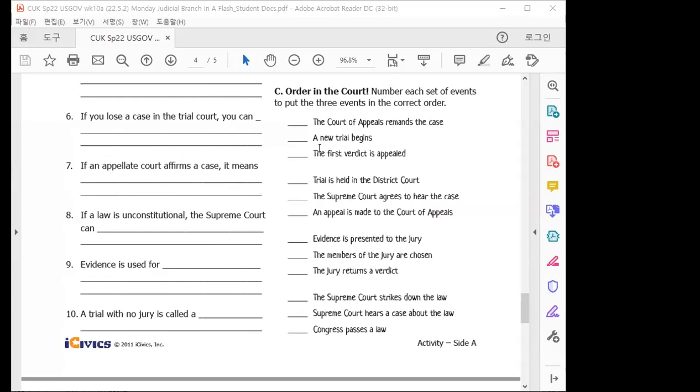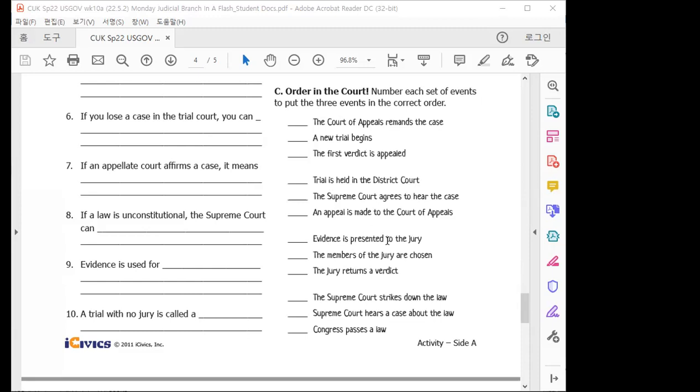And the next one: trial is held in district court, Supreme Court agrees to hear the case, and appeal is made to the Court of Appeals. So, trial is held in the district court. An appeal is made to the Court of Appeals. Okay. And then the Supreme Court agrees to hear the case. All right.